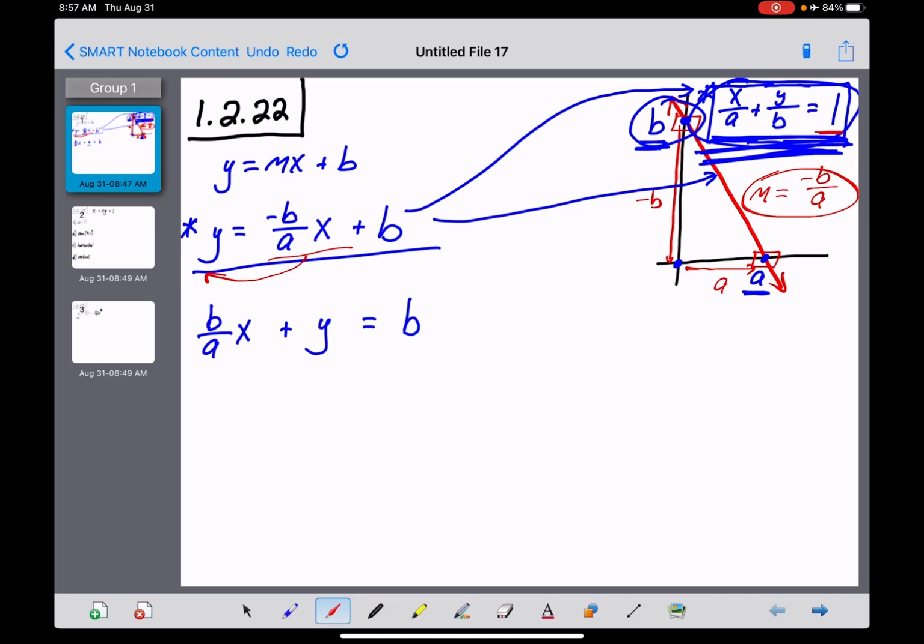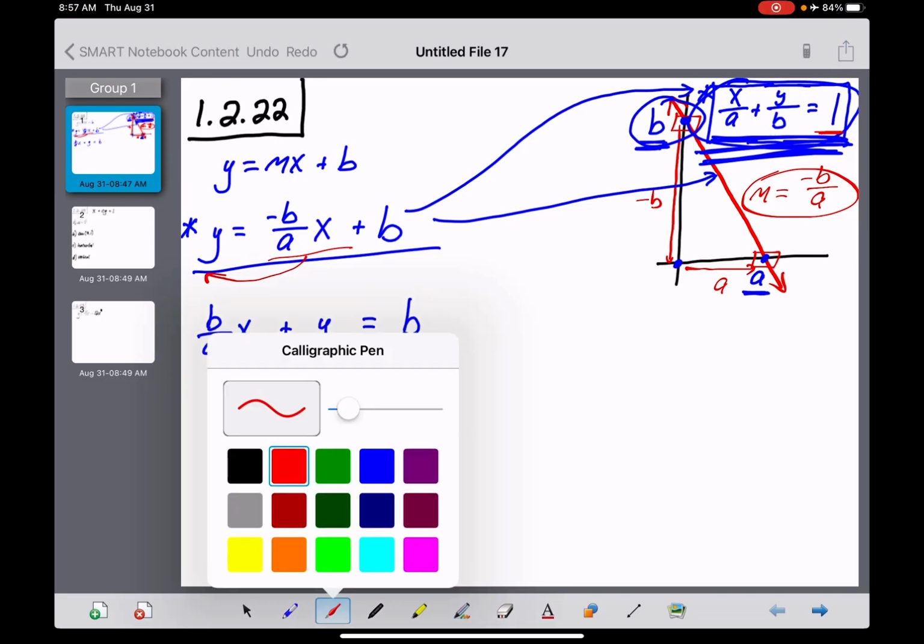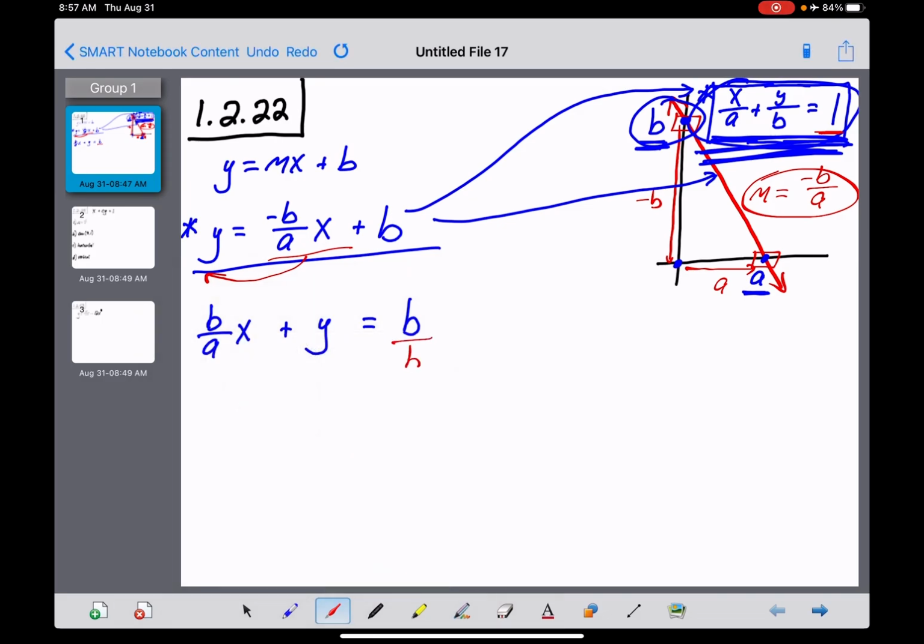The other big thing I noticed, though, is that the right side of this equation should just be 1. So how do I turn a b into a 1? I'm going to divide every term in this equation by b. And this is where it becomes important that they set in the directions here that b is not equal to 0. If b were equal to 0, I couldn't do what I'm doing right here. I wouldn't be able to divide by 0. They also said in the directions a was not equal to 0. That's what makes it okay to have an a down there in that denominator.